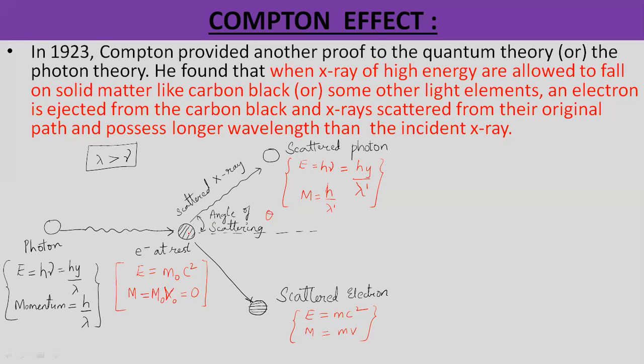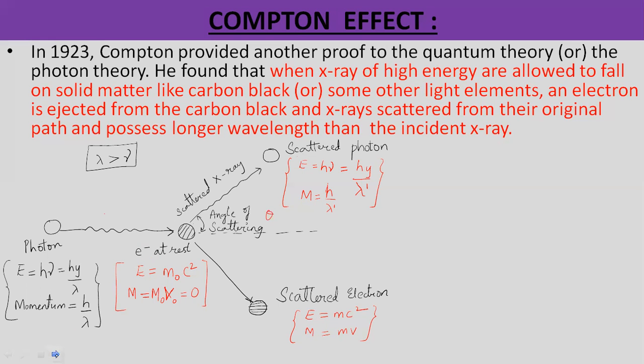So based on this, Compton stated that when X-rays of high energy, or you can simply say when X-ray radiation, fall on carbon black, electron ejection will take place. And here the X-rays scattered from the original path possess a longer wavelength than the incident X-ray. This point you have to remember under the Compton effect.